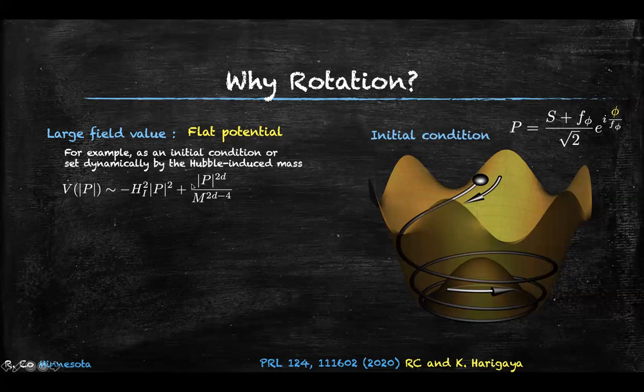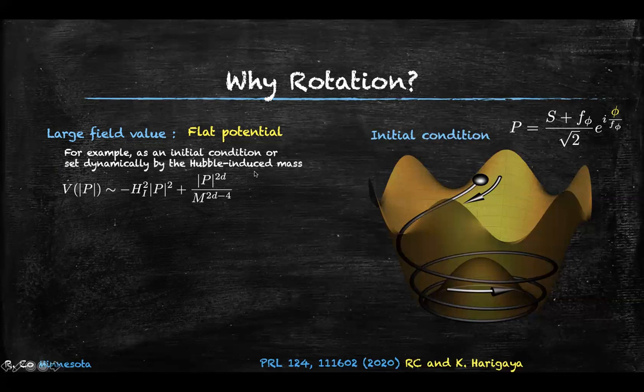As you can see from this potential, the balance between this tachyonic mass and the higher dimension operator tells you that the initial field value during inflation can be driven to a value very close to the cutoff scale of the theory, if D is not too small. In that case, the field can be dynamically set to a large field value without any tuning of the initial condition.